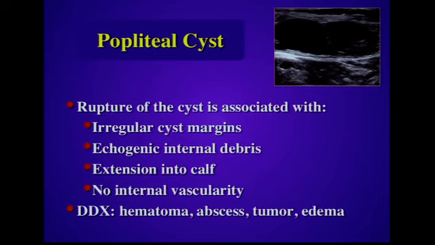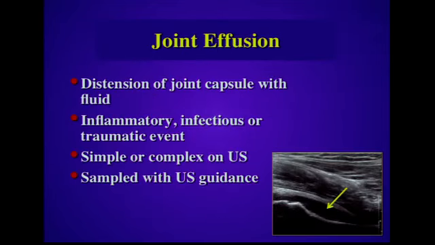The differential diagnosis for a complex Baker's cyst would be hematoma, abscess, and edema. As I said, we can exclude tumor by the absence of vascularity. Less commonly, we may identify a joint effusion during our investigations for lower extremity DVT. In this example here, you can see there's a collection of fluid in the joint space, separating the joint capsule from the underlying bone. And the fluid here is anechoic.